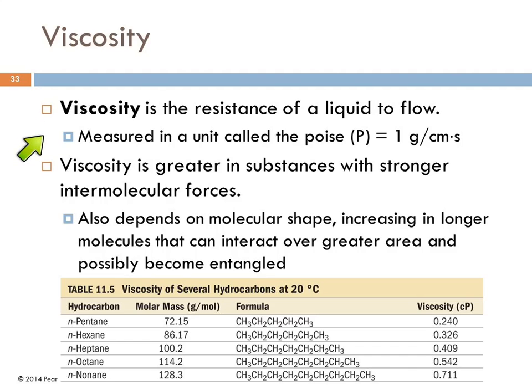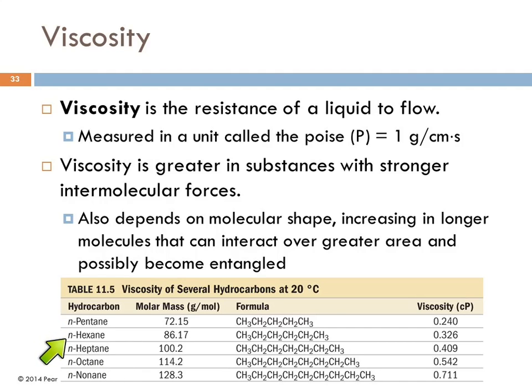This can also be quantified and measured. It's measured in a unit called the poise, a P, and it's a gram per centimeter second. So we're just kind of telling you that. If we look at these different hydrocarbons and look at the measure of their viscosity, we see that the viscosity increases as the molar mass increases.